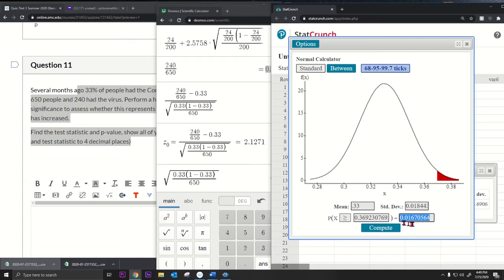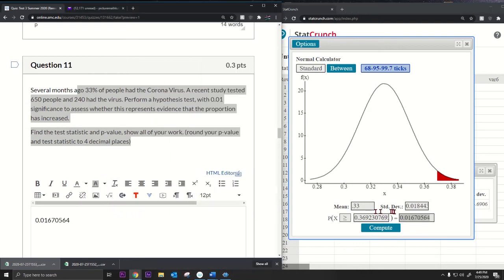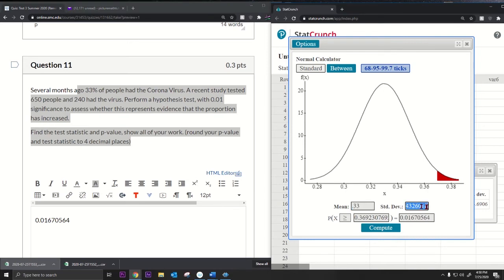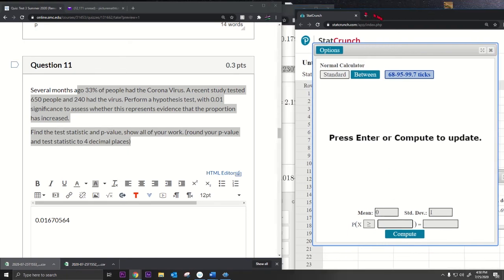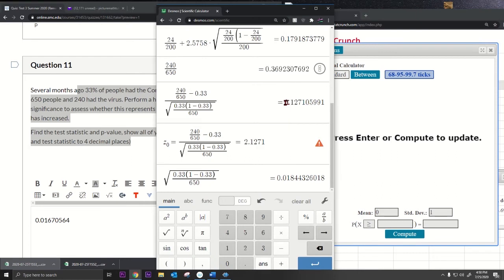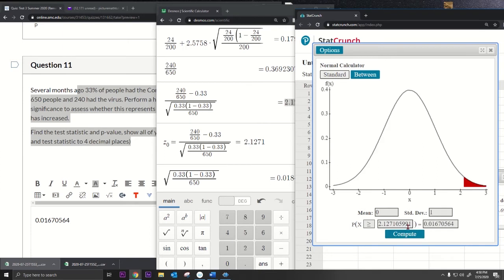Remember this number, 0.01670564. Remember that number, 0.01. In fact, maybe you won't remember it, so I'm just gonna put it here. Okay, so look at it. I did it that way by using a normal distribution, but I'm gonna use a standard normal distribution to make this 0 and 1. Why is that 0.0? Make that 0 and 1, and then I'm gonna get the z-score, the standardized test statistic. This 2.1, right?